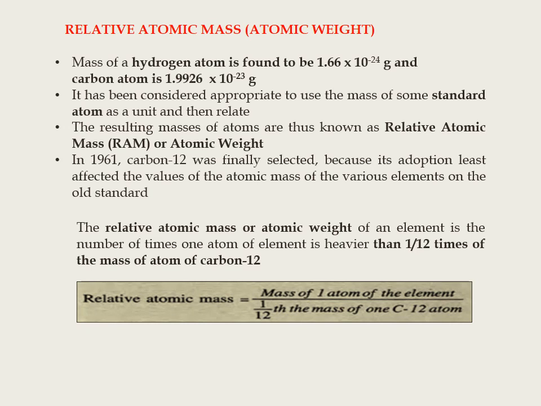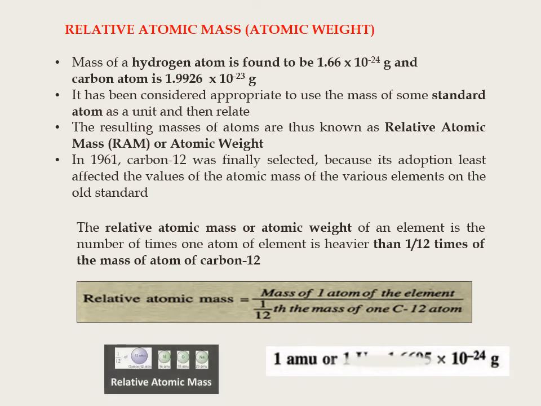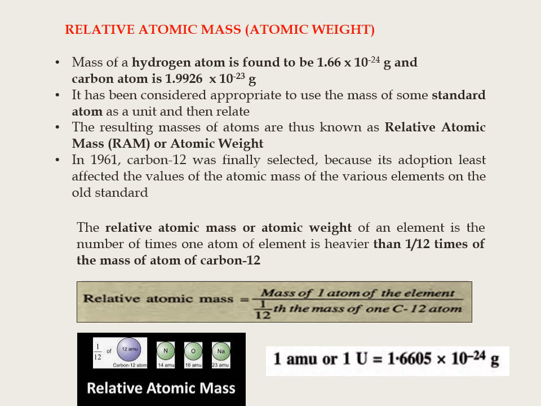of one carbon-12 atom. Atomic mass is expressed in atomic mass units, that is AMU. Atomic mass unit is defined as 1/12 of the mass of carbon atom C-12. The mass of an atom of carbon-12 isotope was given the atomic mass of 12 units. The mass of hydrogen atom is 1 AMU and those of oxygen and helium are 16 AMU and 4 AMU respectively.